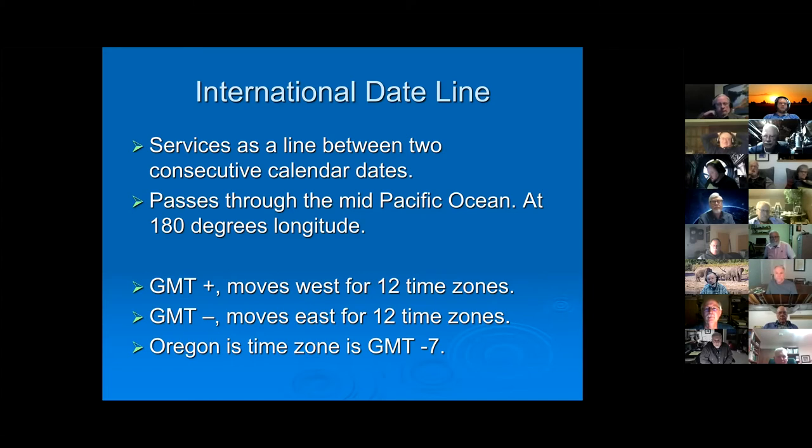It serves as a line between two consecutive calendar dates. And it's out in the Pacific Ocean. If you think of GMT, Greenwich, being on a circle at 0 degrees, the opposite side of the Earth is 180 degrees. So that's where that international time zone is.